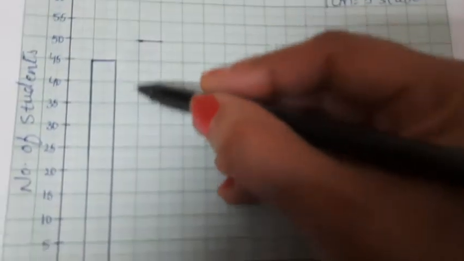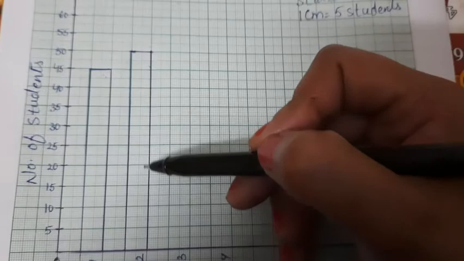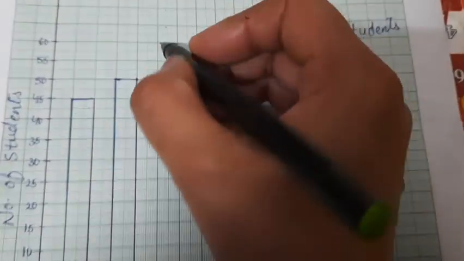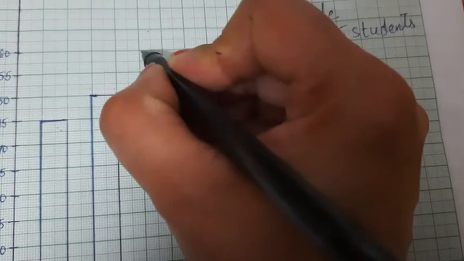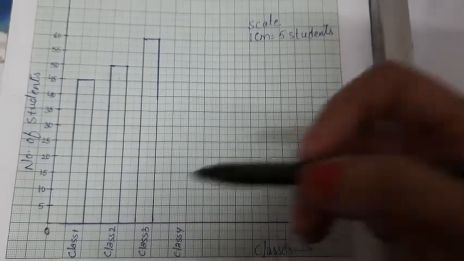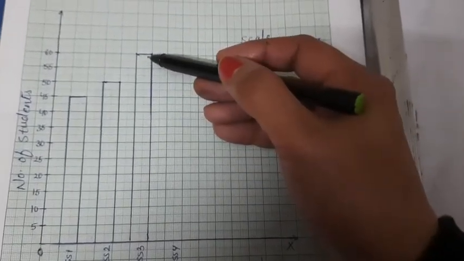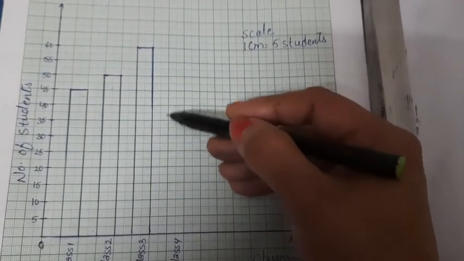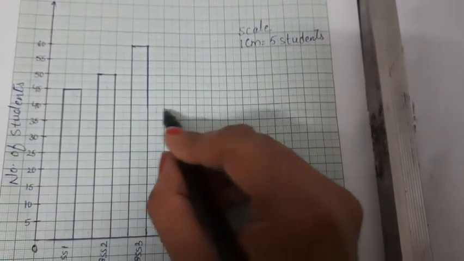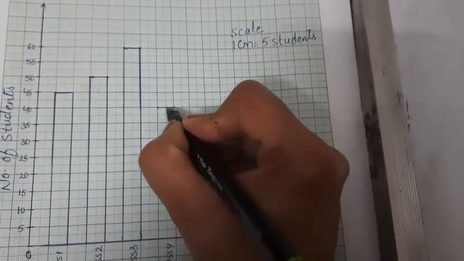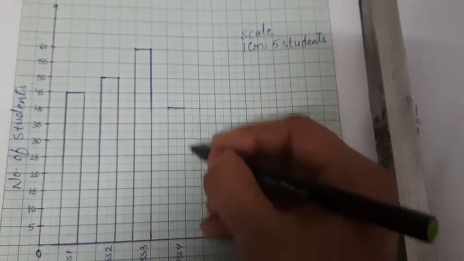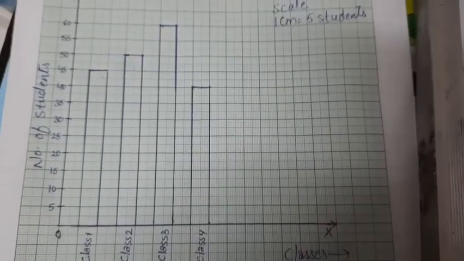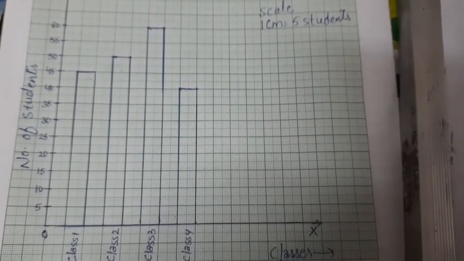Okay, this point is 50. So draw a bar using scale like this. In class 3 there are 60 students, so with the help of scale we will draw a bar reaching 60. And in class 4 there are 40 students, so here is 40. With the help of scale join these, like this. So this way we draw a bar graph.